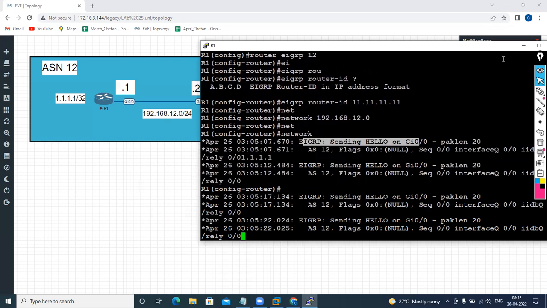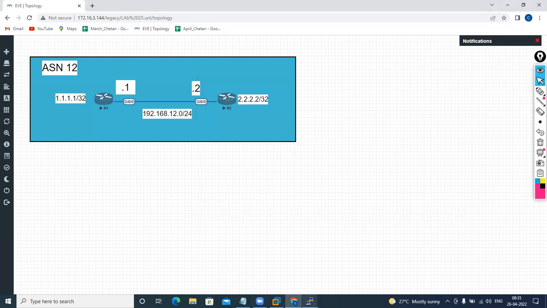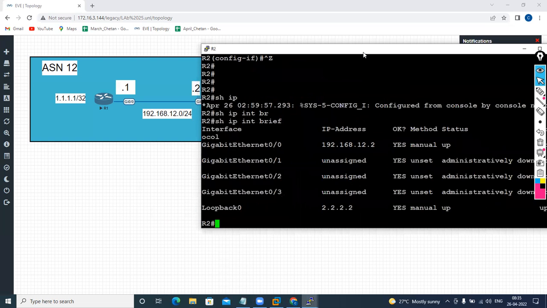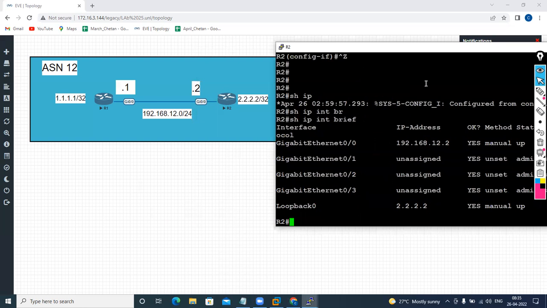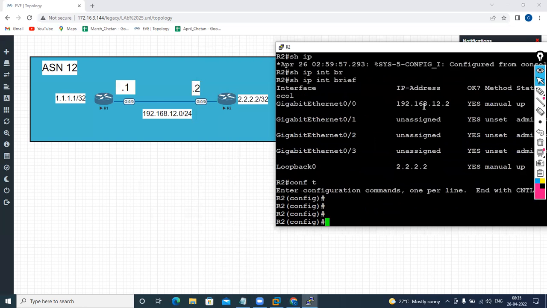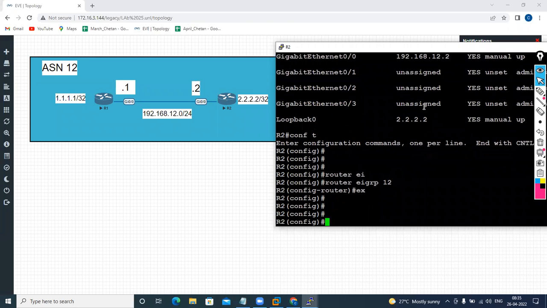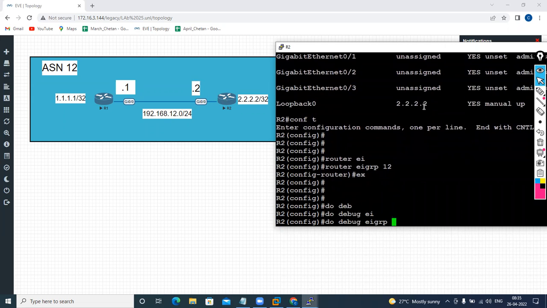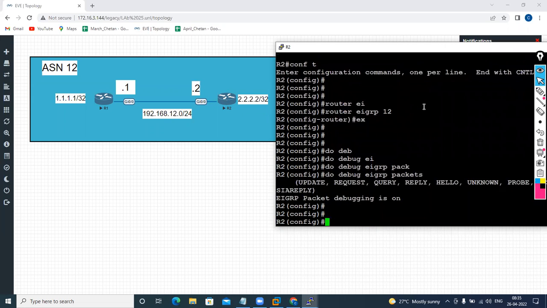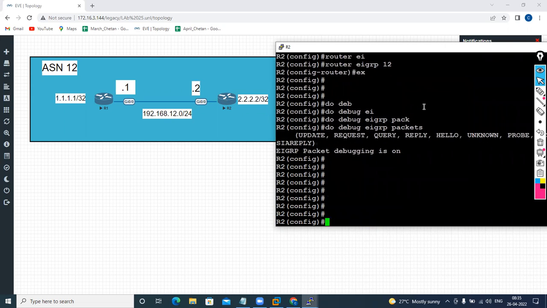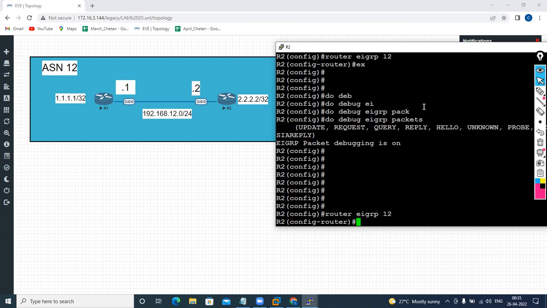Now, go to R2 and enable EIGRP. Router EIGRP 12. Go debug EIGRP. So basically that debug will show all the EIGRP packets, for all the EIGRP peers.